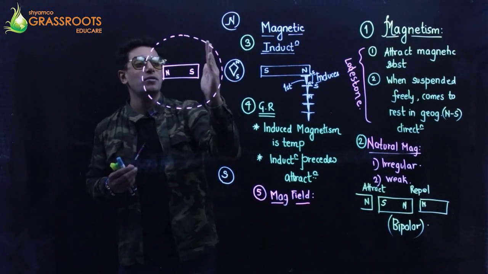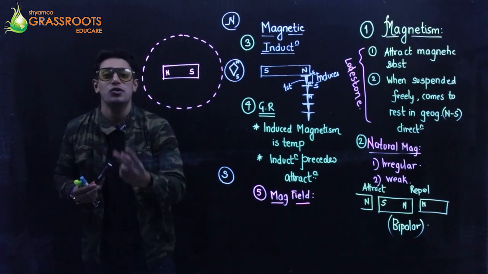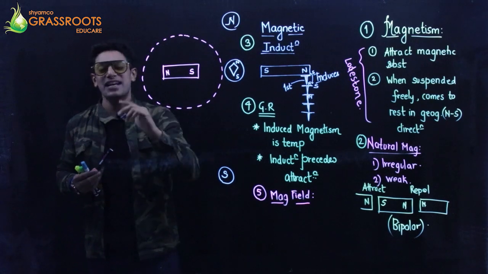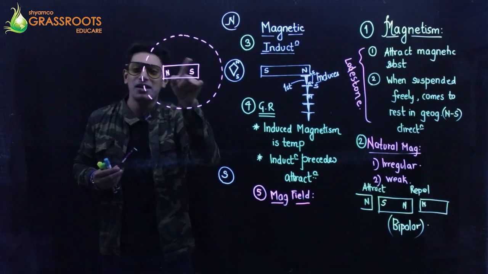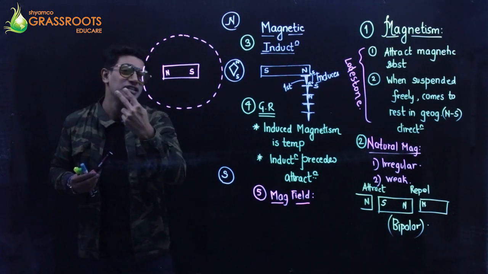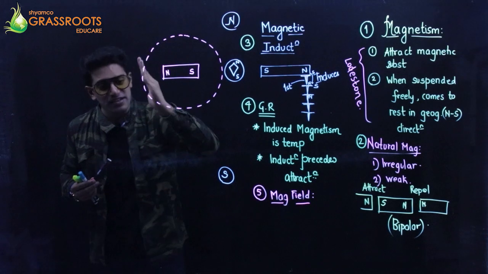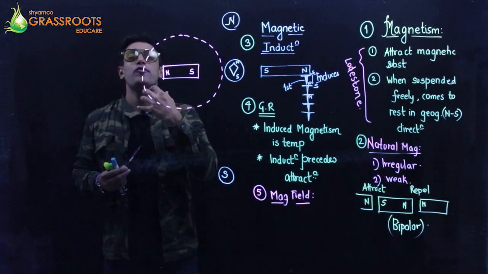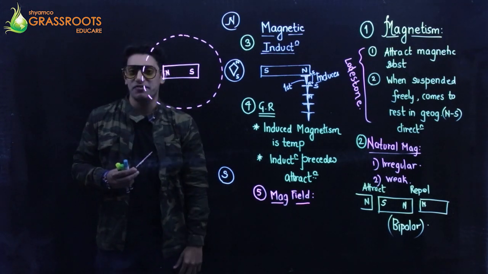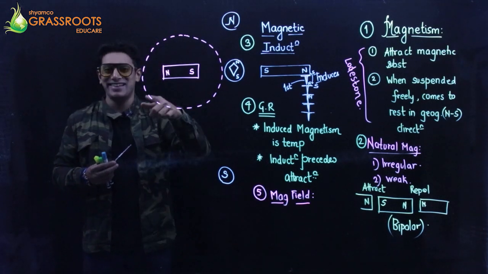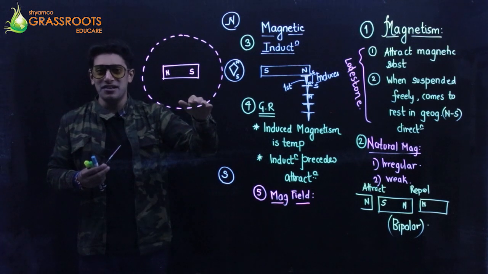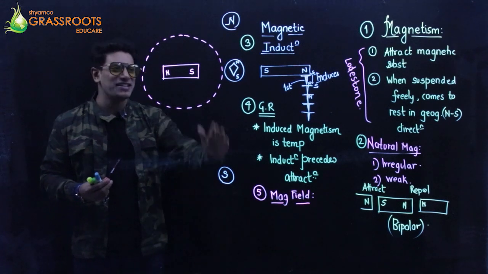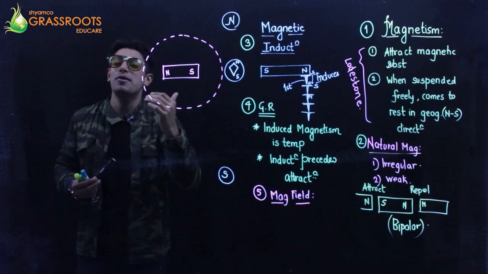Because now, when the needle is in, it is under the influence of two magnetic fields. One is the Earth's magnetic field, which is obviously there everywhere. And second, it is the magnetic field of this bar magnet. So the needle is affected by two magnetic fields. As we get the needle closer, the deflection increases, the bending increases, because it is strongly influenced by this bar magnet's magnetic field. And this field, the region in which the magnetic needle is influenced, experiences a pull, a force in some other direction, and it does not rest in north-south, it rests in some other direction.